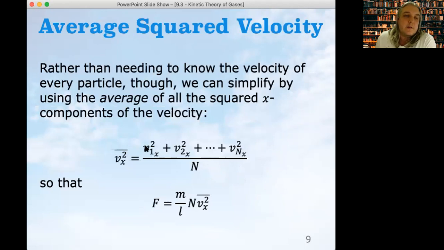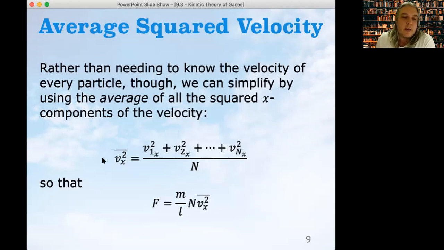And another way to write these: if you imagine adding up all the squares of the velocities from v1 up to vn, and then divide them by n, that's our average of the square velocities, right? Velocity squared, and then average them. So that's another way that we could write it.